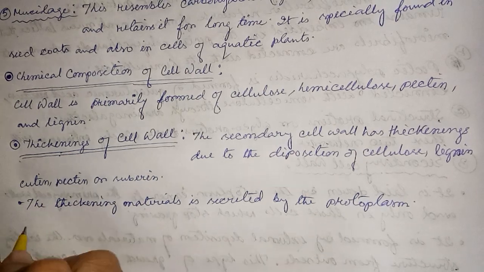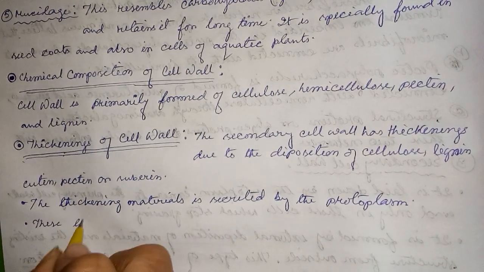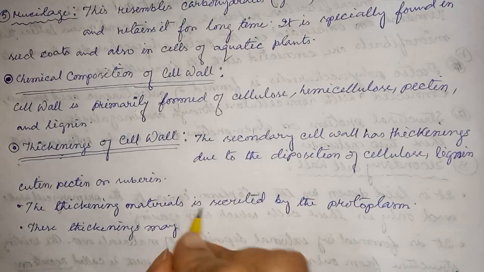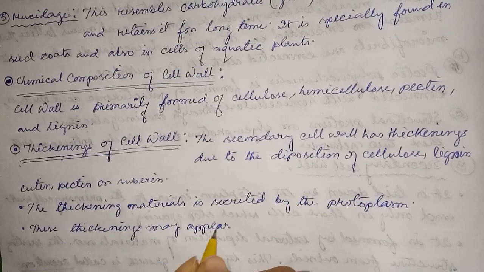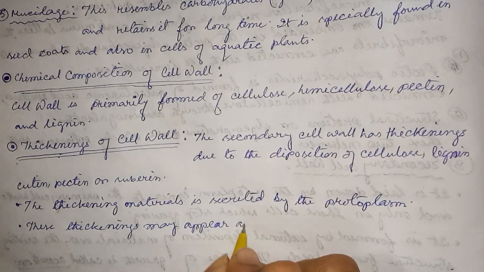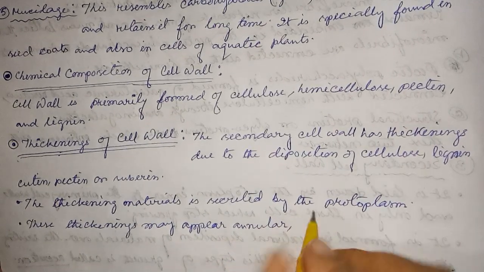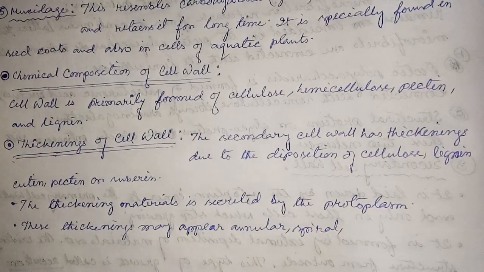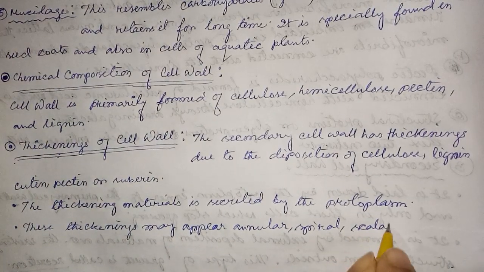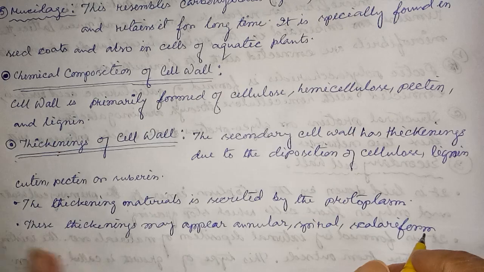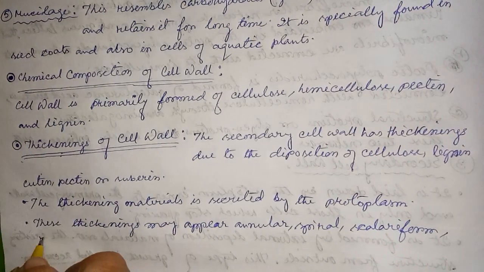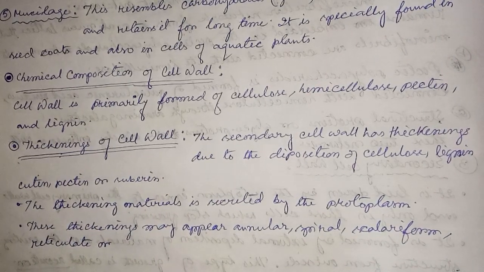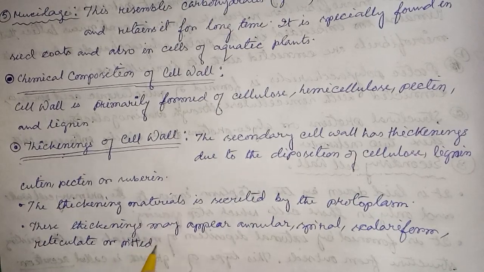These thickenings may appear annular, spiral, scleriform, reticulate or pitted. Okay.